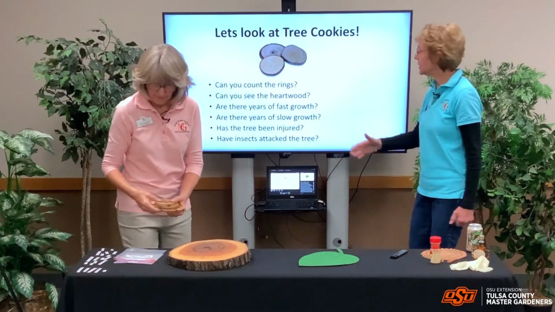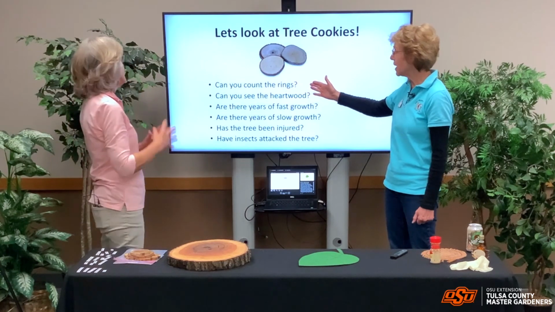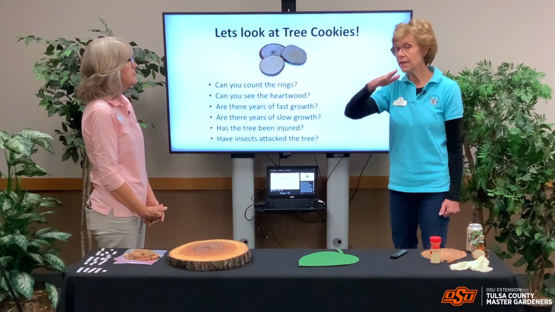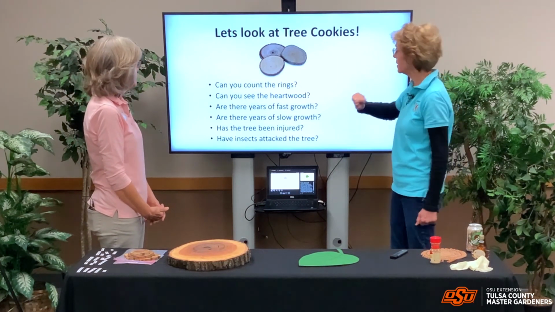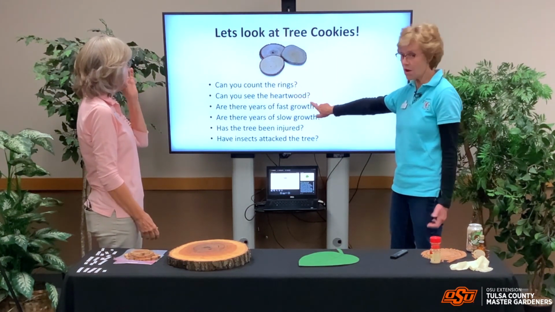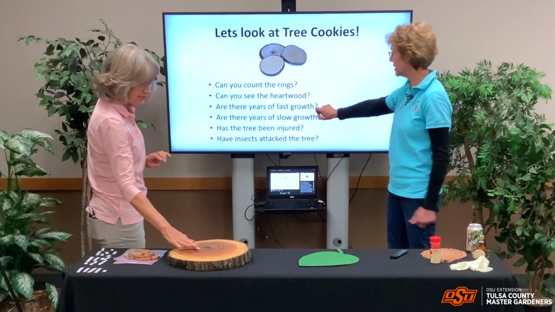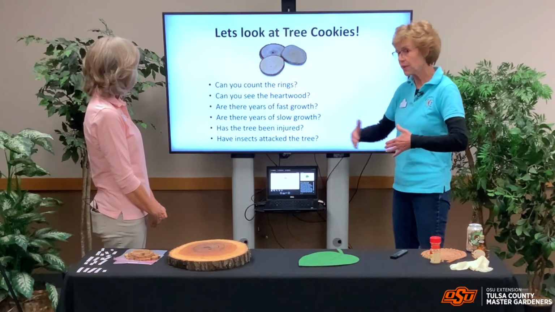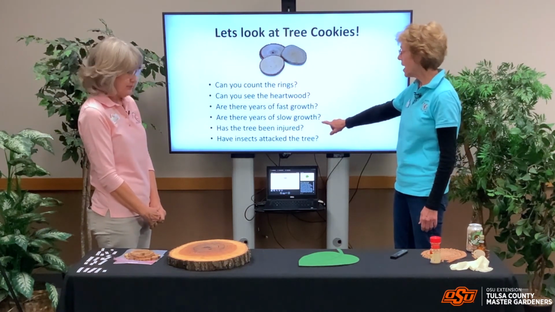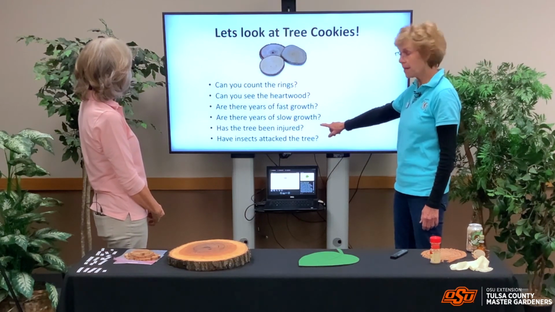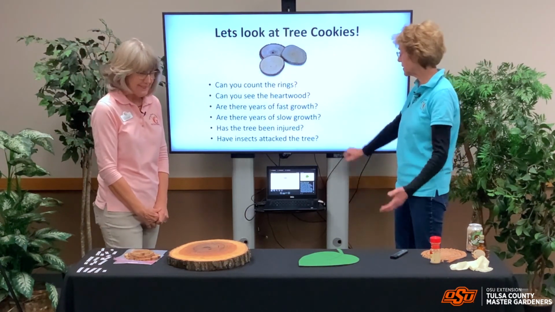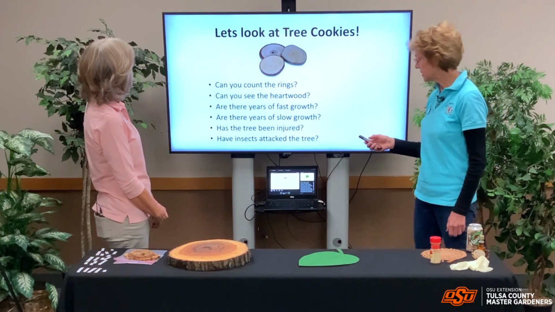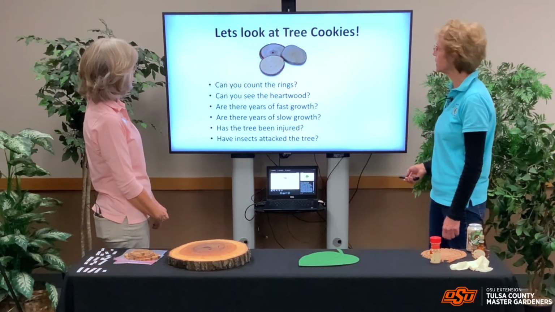Yes. So from all of these, you can count the rings, and remember that there's the paler part of the ring and then the darker part, which is actually one year's growth. You can see the heartwood on all of this, the strong centerpiece, and the years where there's fast growth and slow growth, where the rings are further apart, and how the tree might have been injured over time and have insects attack the tree, and that we've been able to see. So certainly a page in history.